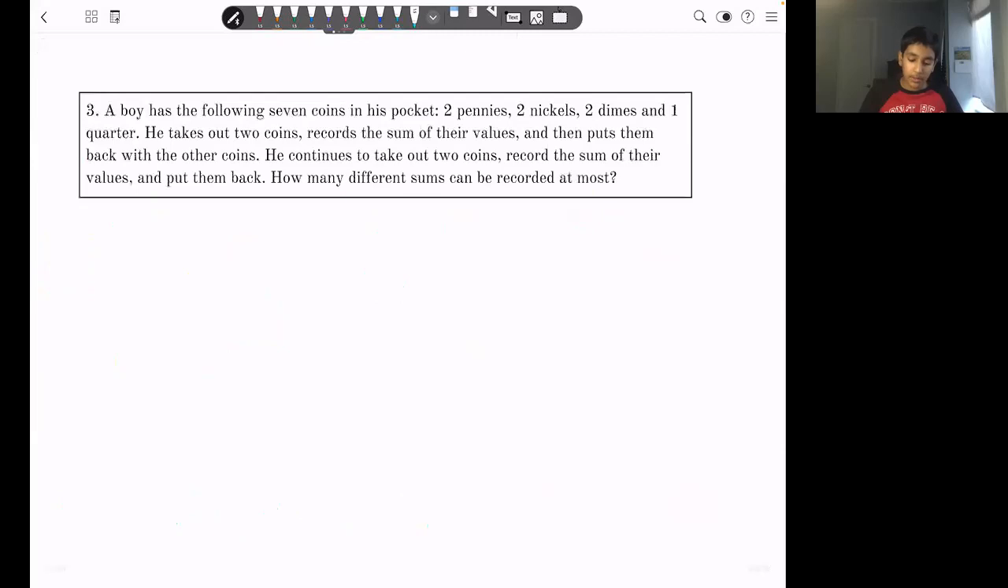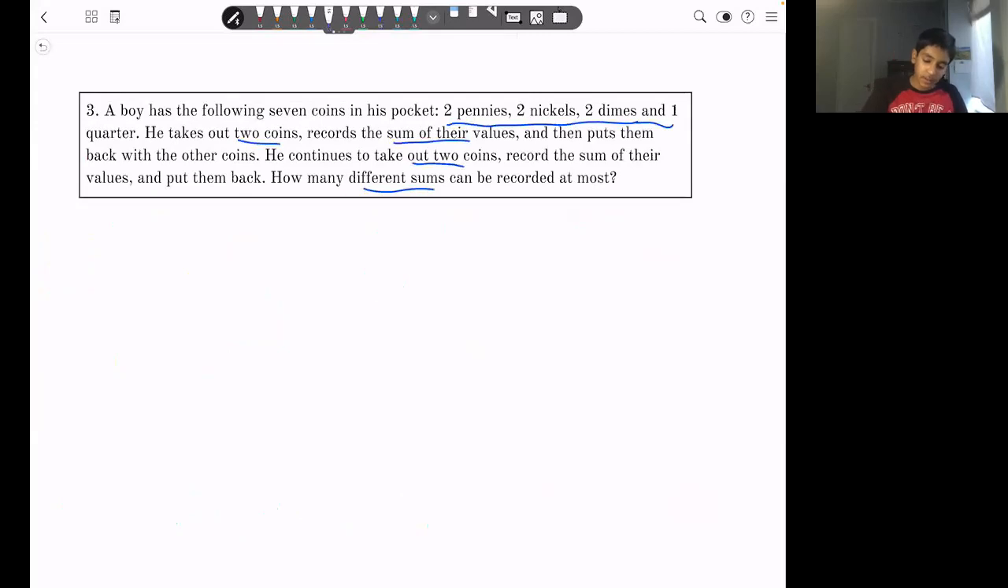A boy has the following 7 coins in his pockets: 2 pennies, 2 nickels, 2 dimes, and 1 quarter. He takes out 2 coins, records the sum of their values, then puts it back with the other coins. So he takes out 2 of them, finds the sum, and puts it back. He's asking for how many different sums there can be.